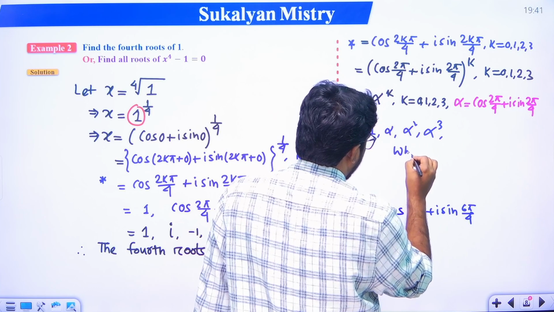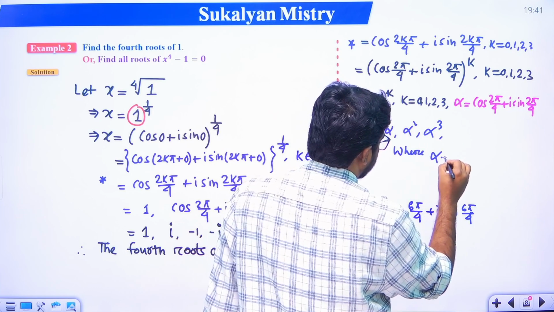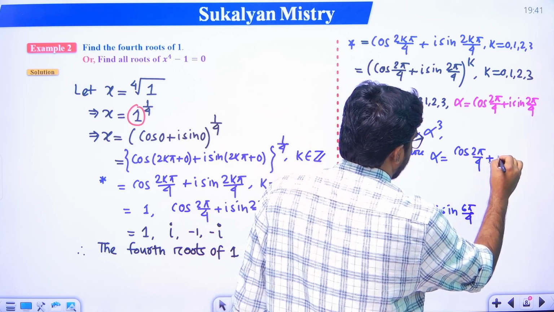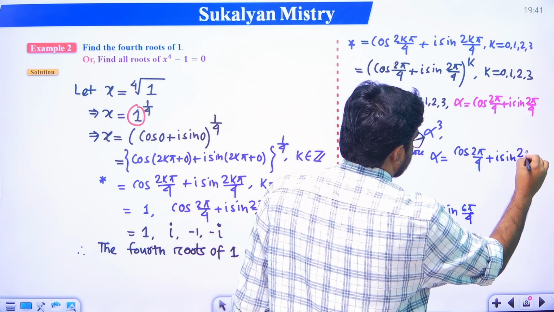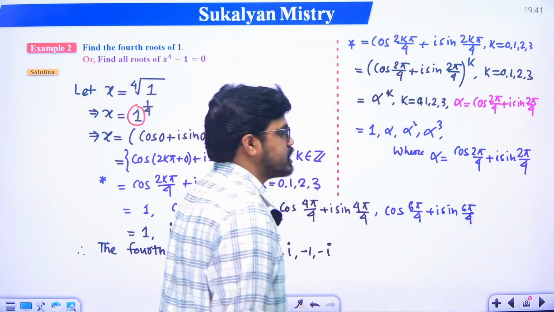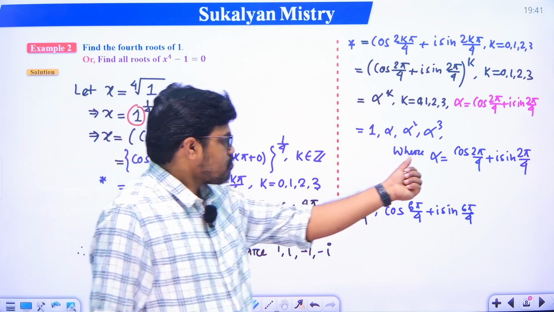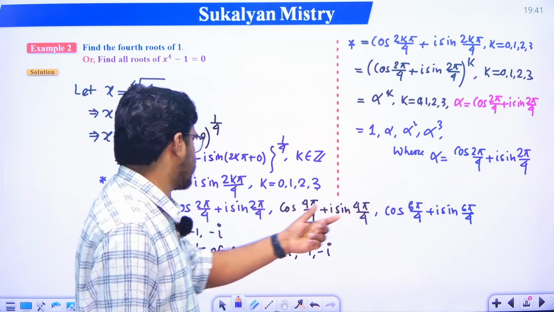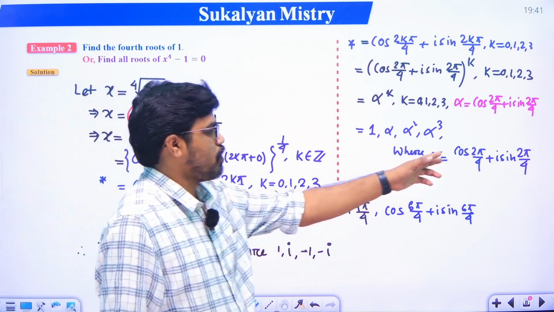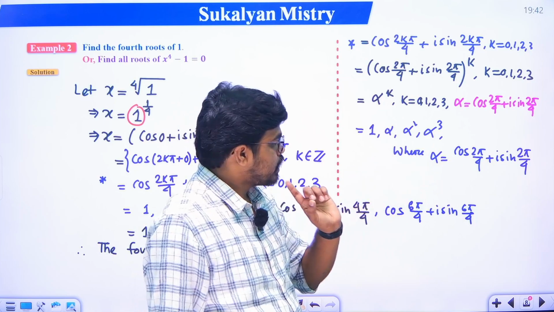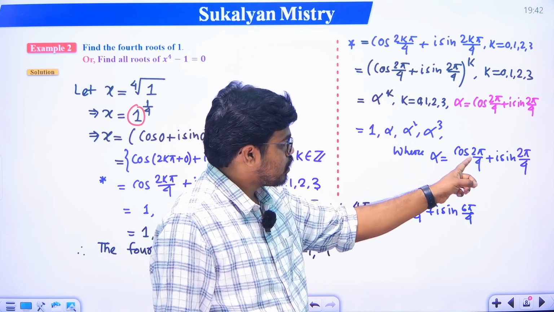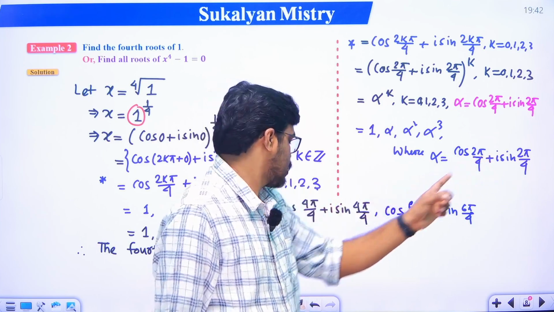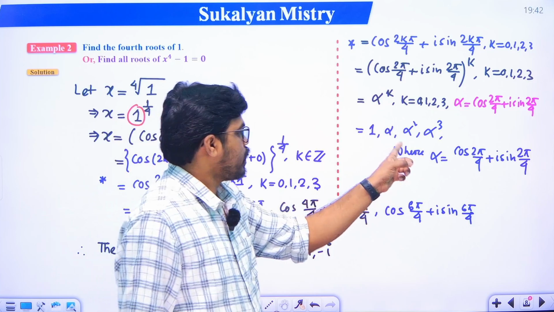Where alpha is equal to cos 2 pi by 4 plus i sin 2 pi by 4. You can check it. Cos 2 pi by 4 plus i sin 2 pi by 4, that means basically this is i. Cos pi by 2 is 0, sin pi by 2 is 1. So that is i. Okay, so alpha is i.